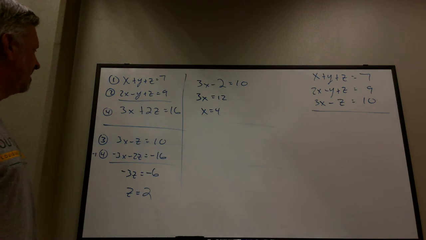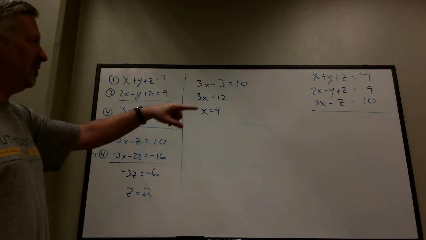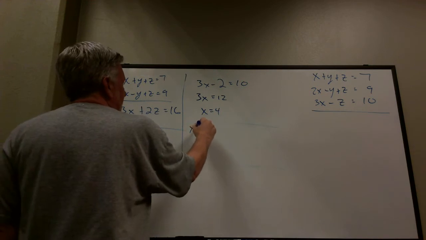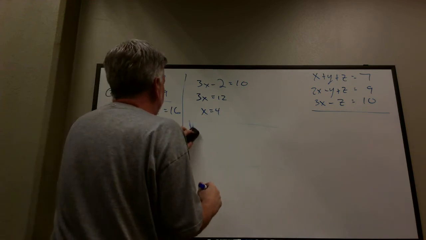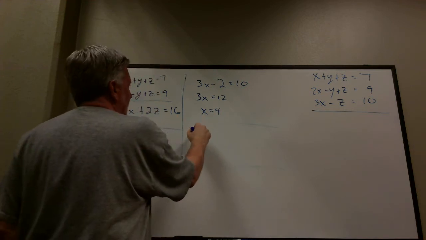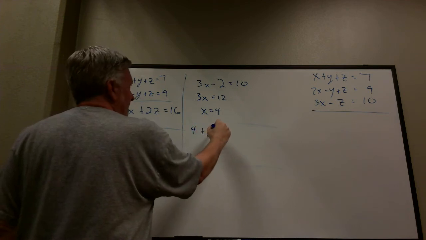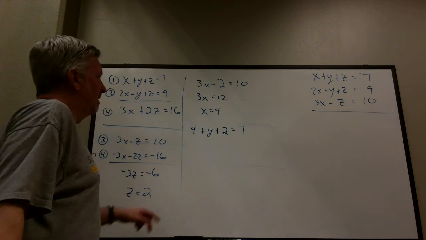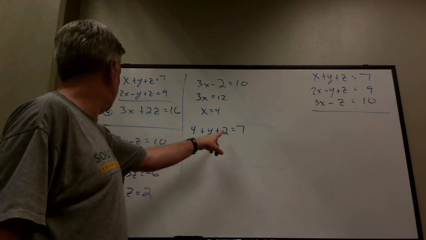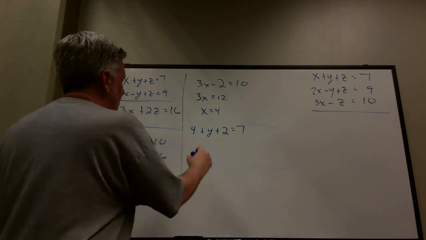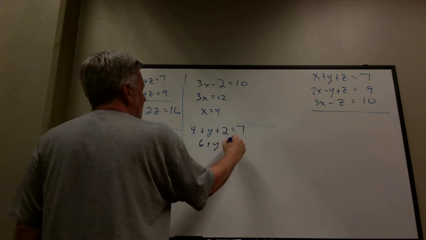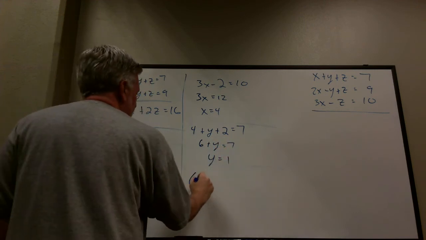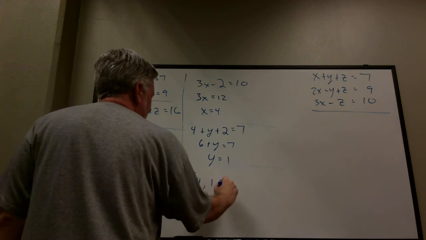We just have to go back to one of the original equations, 1 or 2, with 3 variables. Let's just use the first one. x plus y plus z is 7. So 4 plus y plus 2 is 7, and 6 plus y is 7. It looks like y is 1. So what's my final solution? x is 4, y is 1, and z is 2.